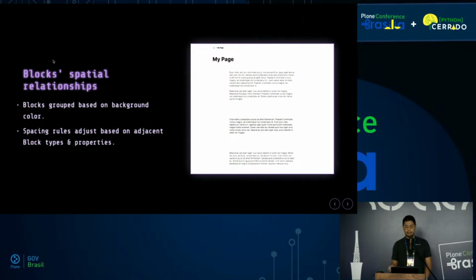You don't need to do anything. You can just change the colors and it will just rearrange to make more sense out of the layout. And also, it's not just based on the background color, but also on the type of block. Because maybe we want a small space if we have a paragraph and then another paragraph, than if we have a paragraph, let's say, and then a block image or a button image. So the Volto Light Theme takes care of all of these relationships among the blocks based on the type and properties of them.